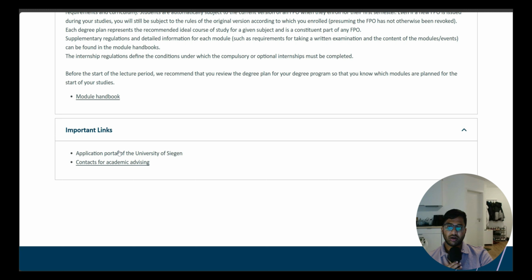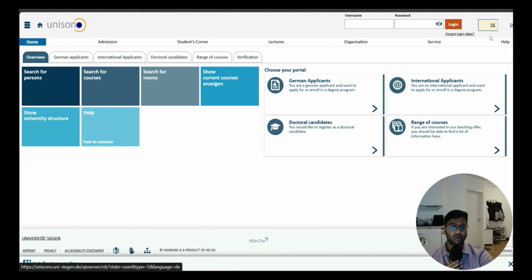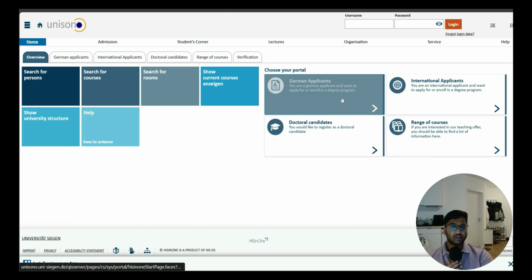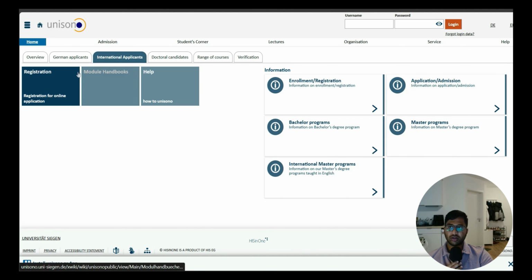We don't need the rest, but the main thing we want is the application portal of University of Siegen, which we will use to apply, and I will show you how to apply. Are we German applicants? No. Are we international applicants? Yes, so we click on international applicants. Then we have the module handbook that we already went through.